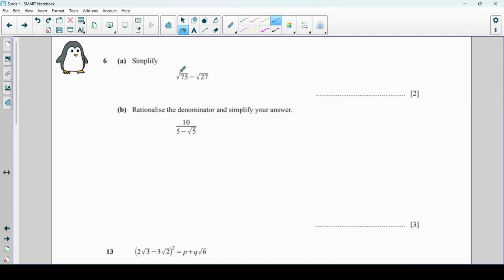Another simplifying one. This time we've got root 75. The biggest square number that goes into that is again 25. So root 25 times root 3 is root 75. And the biggest square number that goes into 27 is 9. So that's root 9 times root 3. Root 25 is 5, so the first one is just 5 root 3. Root 9 is 3, so that one is 3 root 3. And then we've got 5 root 3 minus 3 root 3, which is 2 root 3.